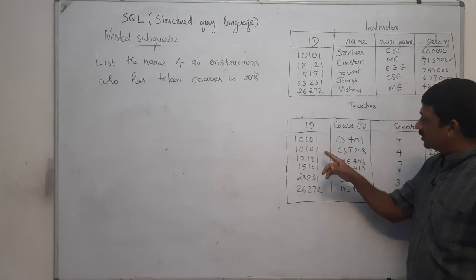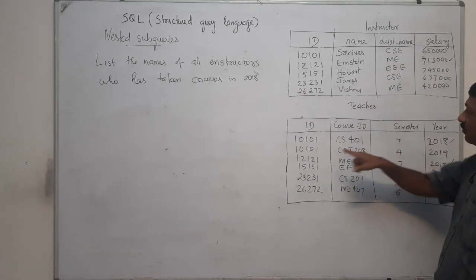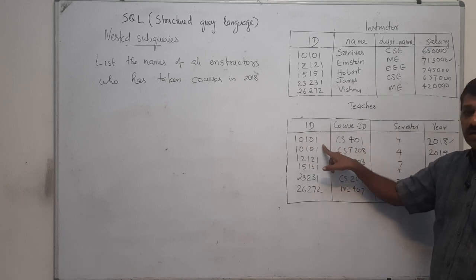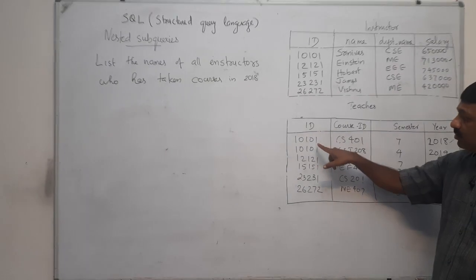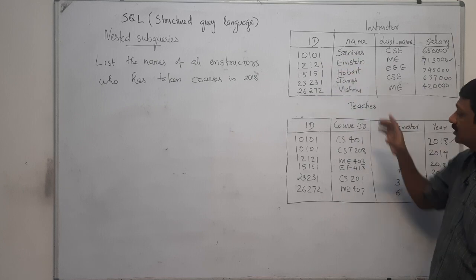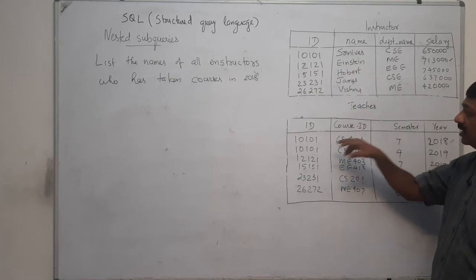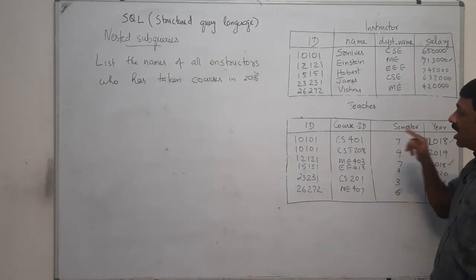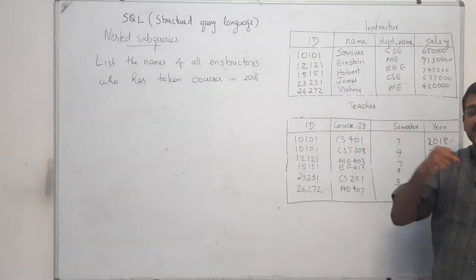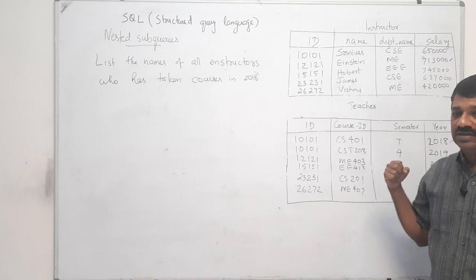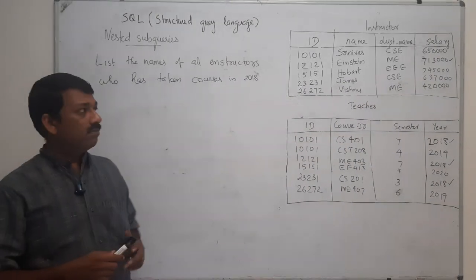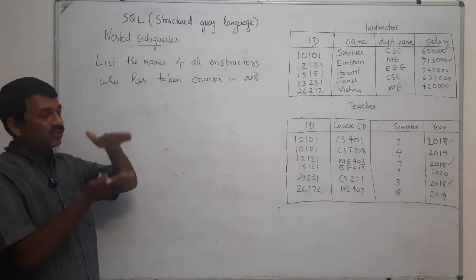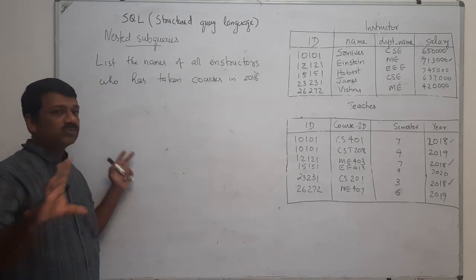For example, 2018 101: the instructor with ID 10101 took classes, and for 10101 the name is Srinivas. That means from this table you have to take the ID of the instructor who has taken classes in 2018, and from this table you have to select the name of that instructor. In our previous discussion, without using nested queries, you can achieve this by using cross multiplication.